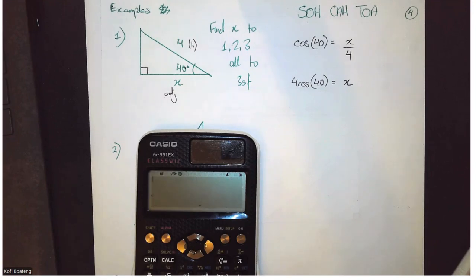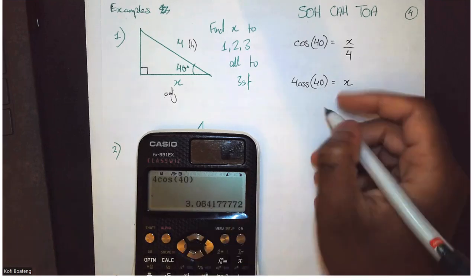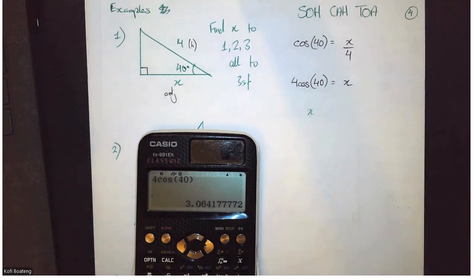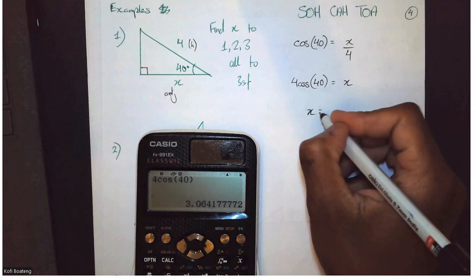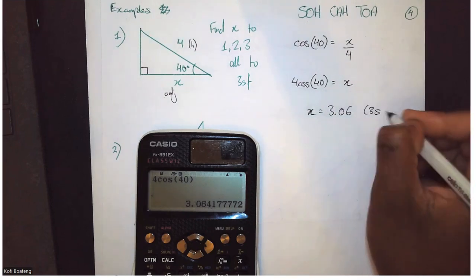So we know our answer to this is 3.06. We get x is equal to 3.06, and that's the 3 SF.